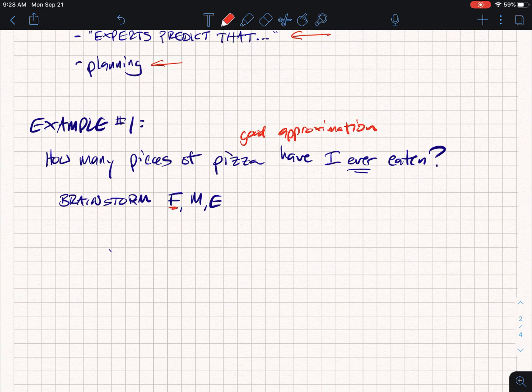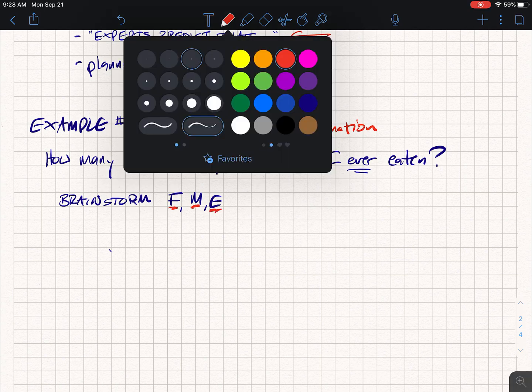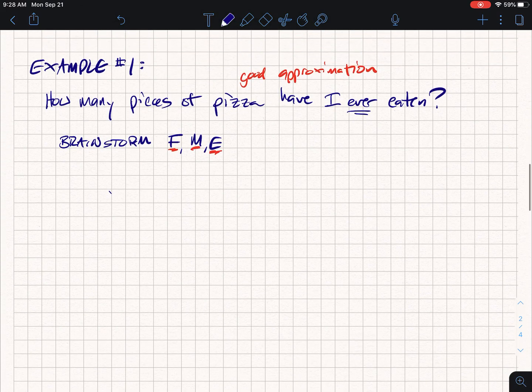So I'll start by brainstorming out my facts, my measurements, and my estimates about this problem. And you might wind up brainstorming more things that you need. That's okay. I'm just going to start by throwing everything out there, all the facts and measurements and estimates that I can think of that might have anything to do with this problem.